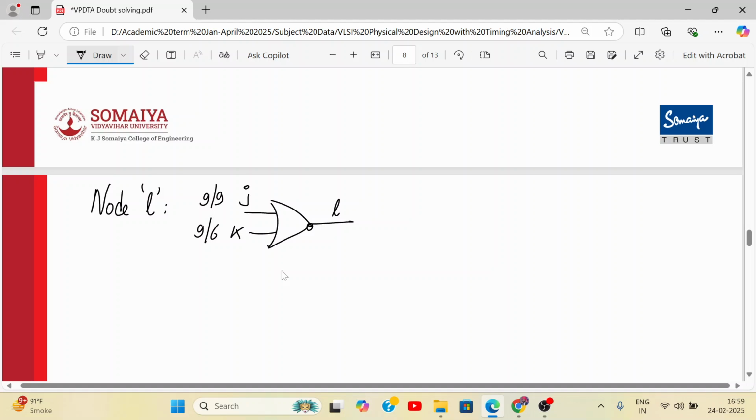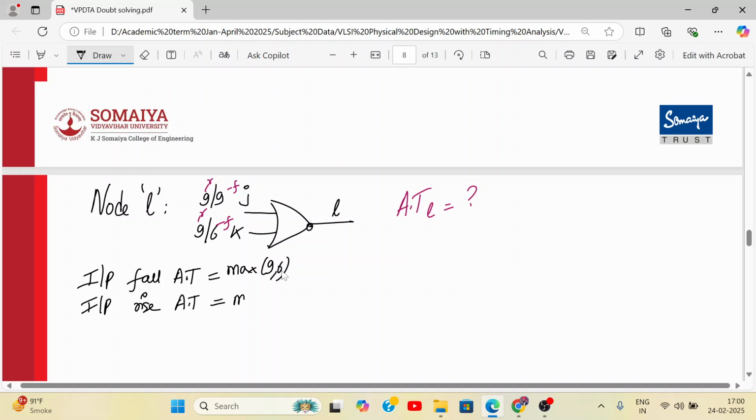Alright. So here these are also rise time, fall time. This is rise, this is fall. Okay. So we need to find the arrival time at node L. So for that we'll calculate input fall arrival time, which is maximum of 9 comma 6. Input rise arrival time is max of 9 comma 9. It actually is 9 only, and the delay associated with this will be 3 by 5. So T rise is 3, T fall is 5.